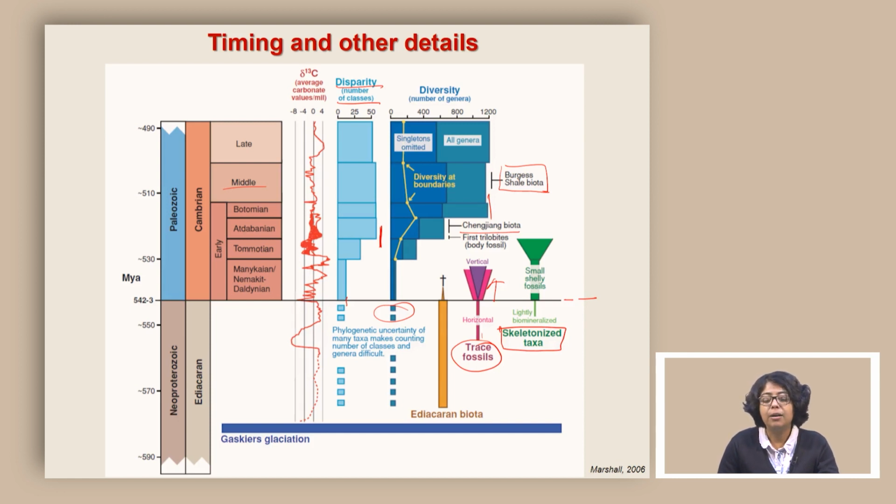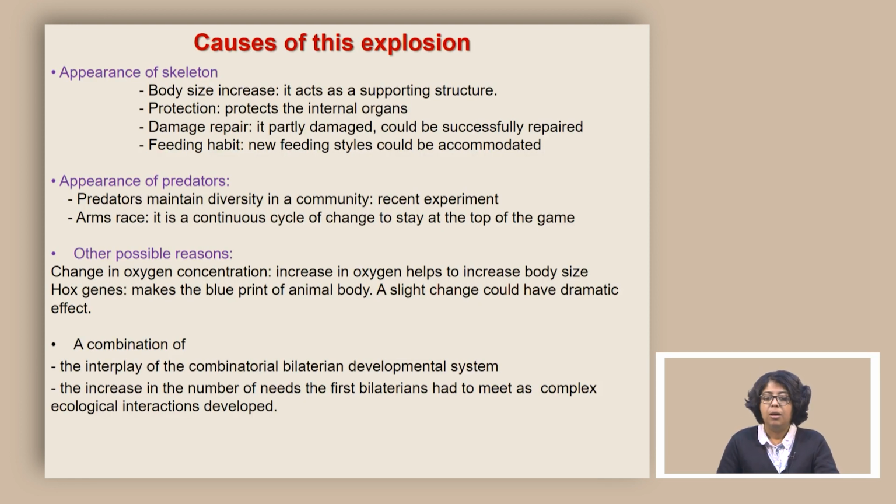However, that argument does not explain why the disparity is so high. The disparity is a typical signature of Cambrian fauna, especially Middle Cambrian fauna, which cannot be explained just by better preservation or the appearance of skeletons. So, the cause of this explosion is really complicated. One thing is for sure: the appearance of skeletons made a major change.